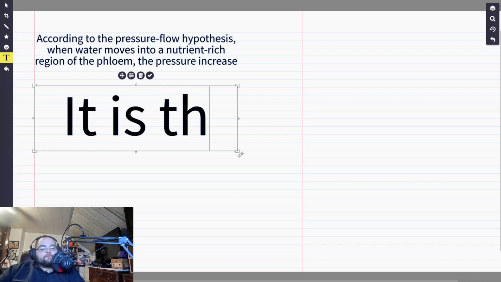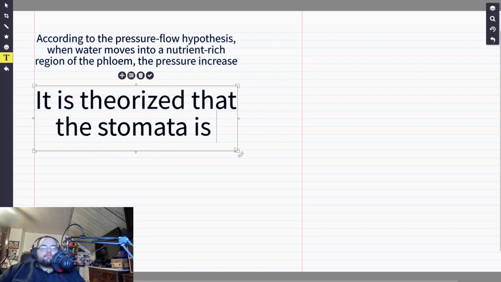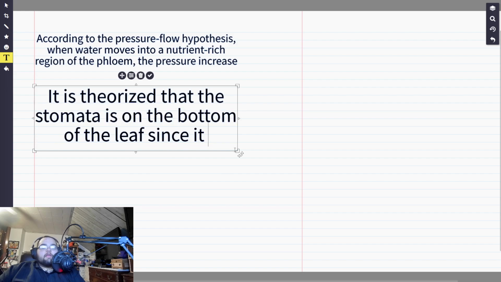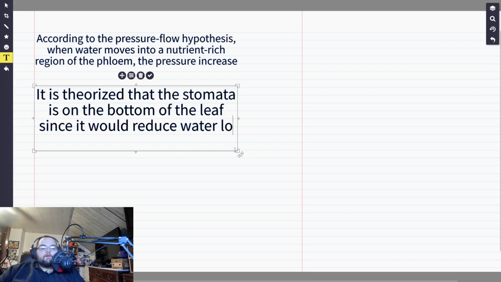It is theorized that the stomata is on the bottom of the leaf, since it would reduce water loss due to evaporation.